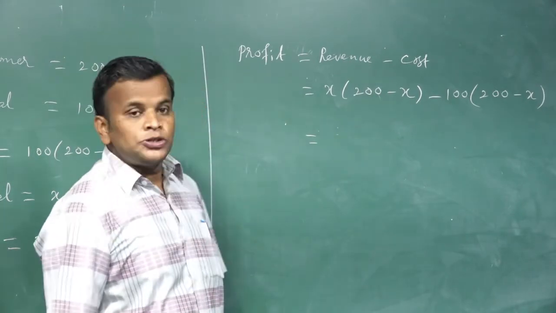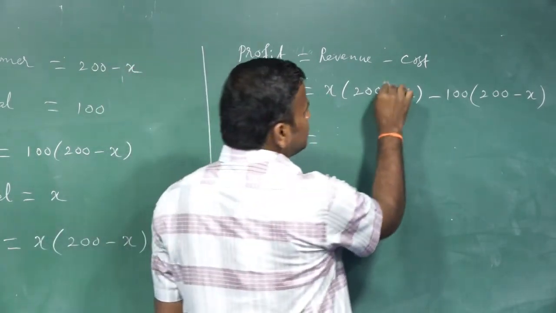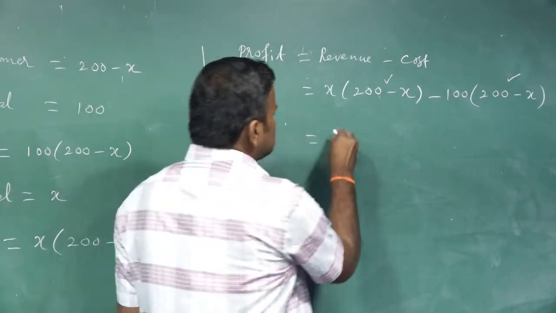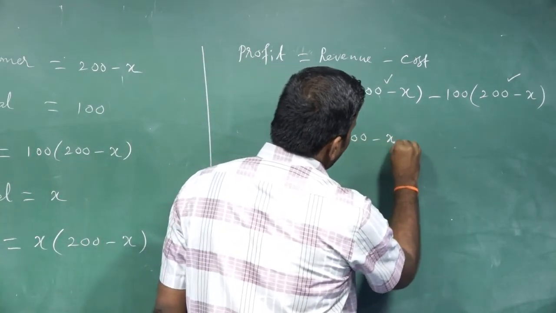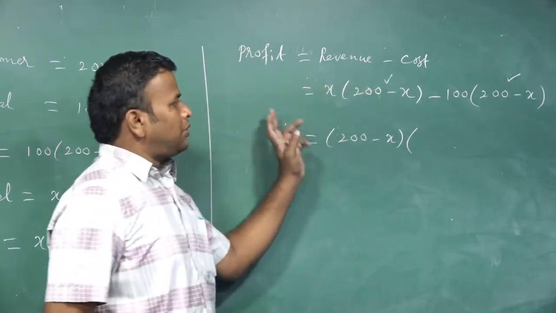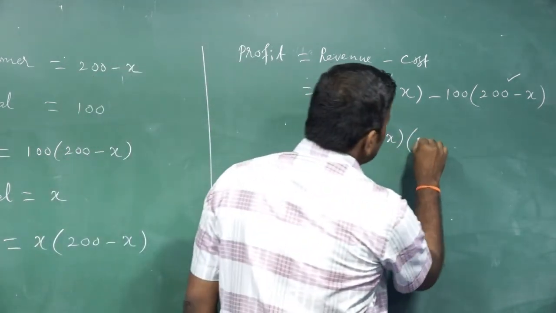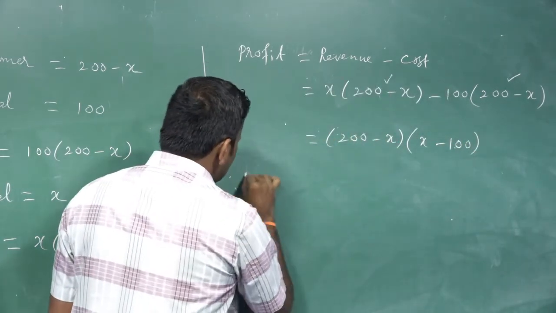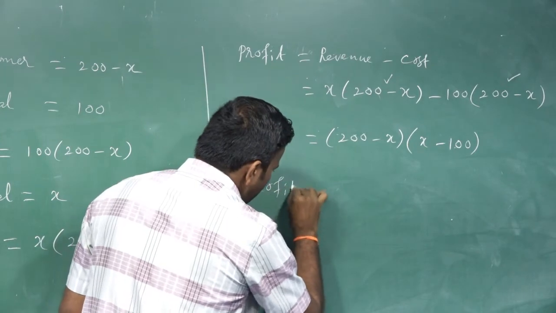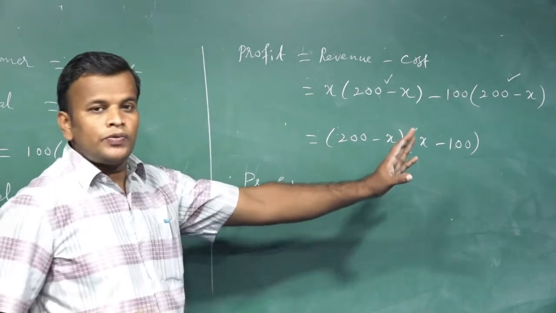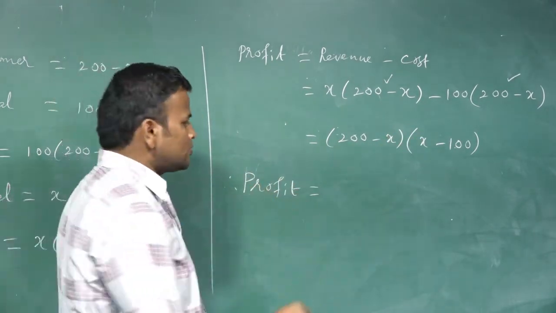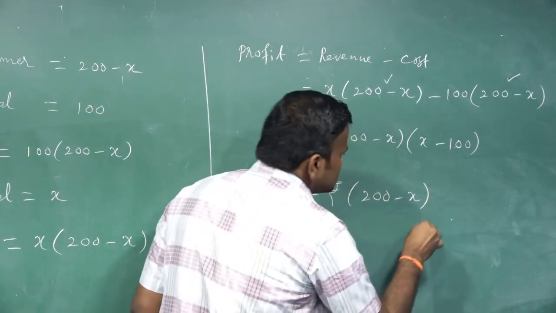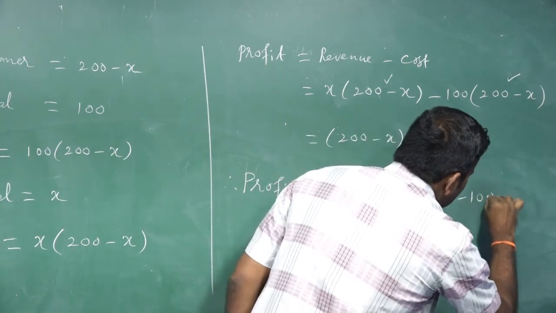The simplification is possible here. In these 2 terms, 200 minus x is common. So I will take 200 minus x outside. In the first term remaining is just x. And the second term is minus 100. Therefore, the profit. So it is our profit. Or we write it with the rupee symbol also: rupee 200 minus x into x minus 100.